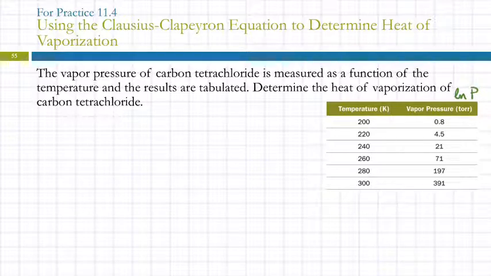So we're going to take the natural log of each of those values. I'm just going to do one as an example. So the natural log of 0.8 is negative 0.223. And then we're going to take 1 over the temperature in Kelvin. So 1 divided by 200 Kelvin is 0.005. And you would do that for all the data points.